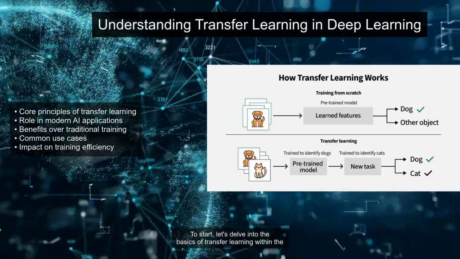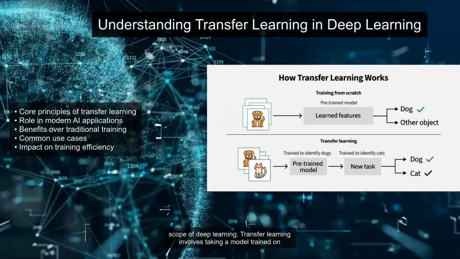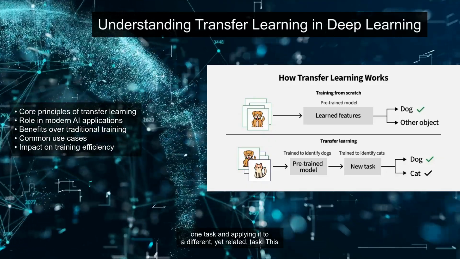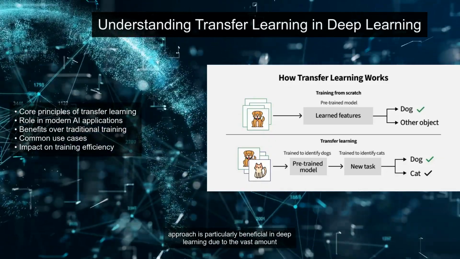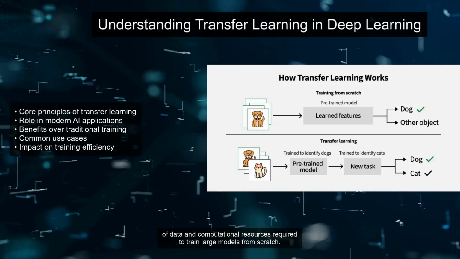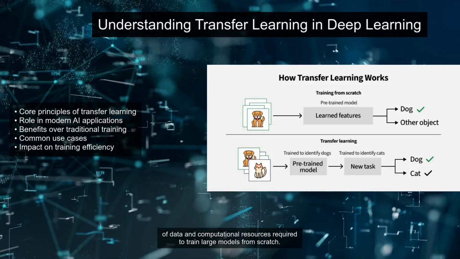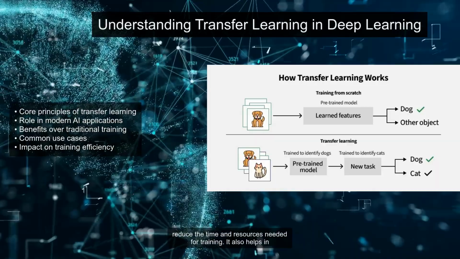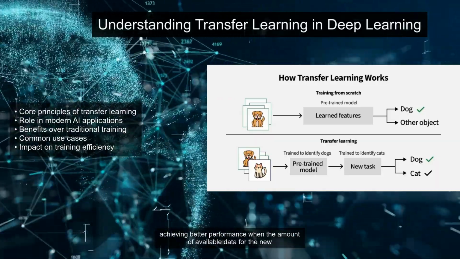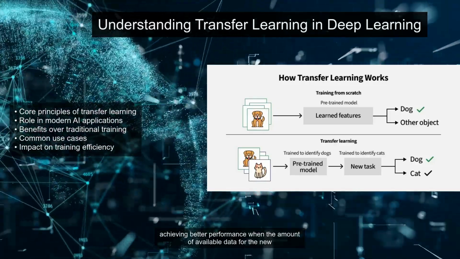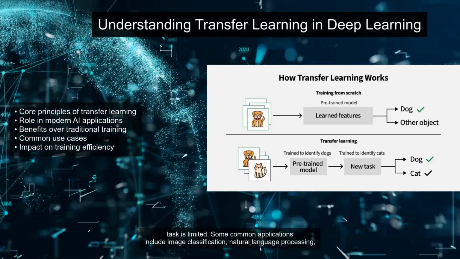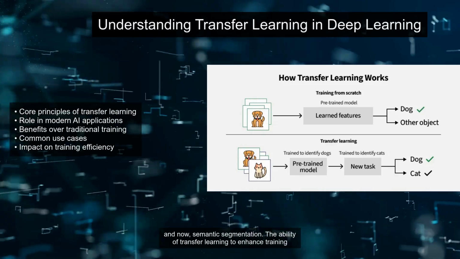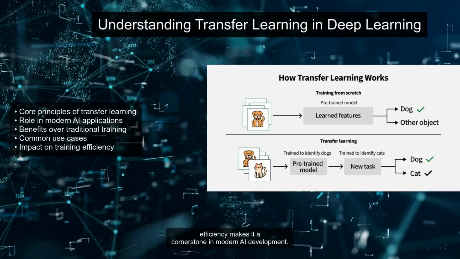To start, let's delve into the basics of transfer learning within the scope of deep learning. Transfer learning involves taking a model trained on one task and applying it to a different, yet related, task. This approach is particularly beneficial in deep learning due to the vast amount of data and computational resources required to train large models from scratch. By leveraging the knowledge gained from previous tasks, transfer learning can significantly reduce the time and resources needed for training. It also helps in achieving better performance when the amount of available data for the new task is limited. Some common applications include image classification, natural language processing, and now, semantic segmentation. The ability of transfer learning to enhance training efficiency makes it a cornerstone in modern AI development.